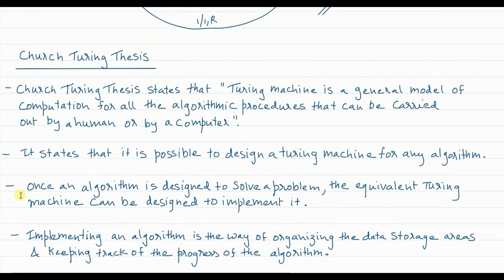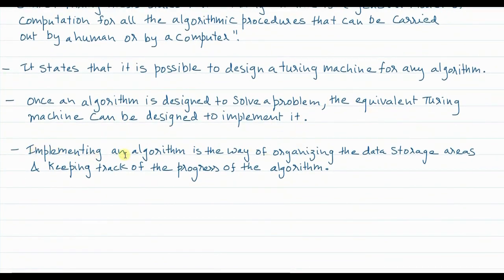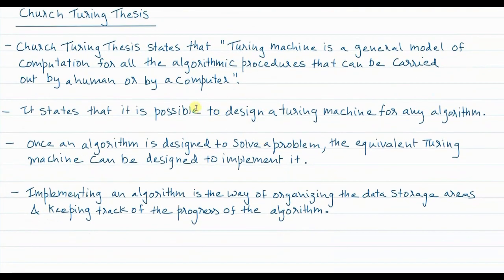So it states that it is possible to design a Turing machine for any algorithm. Once an algorithm is designed to solve a problem, the equivalent Turing machine can be designed to implement it. The implementation of an algorithm is a way of organizing the data storage areas and keeping track of the progress of the algorithm.